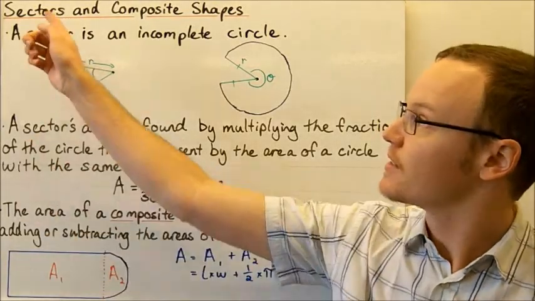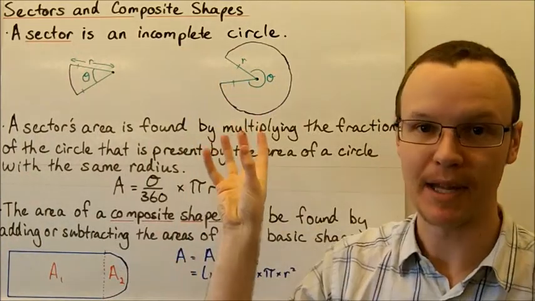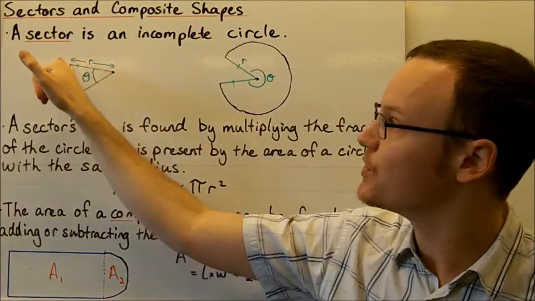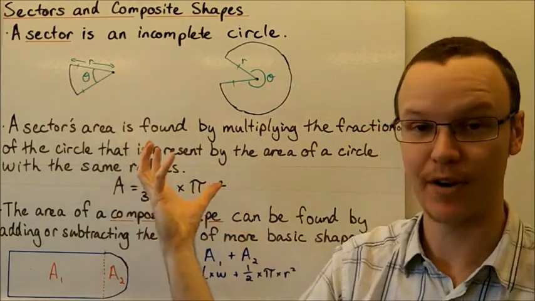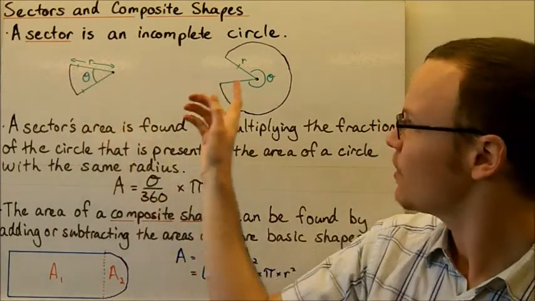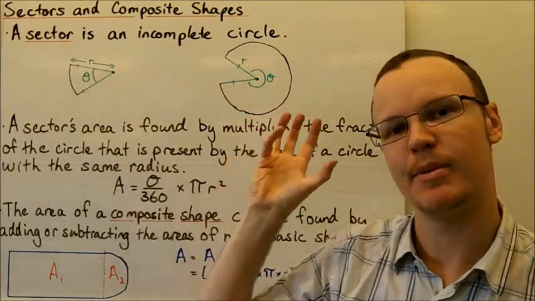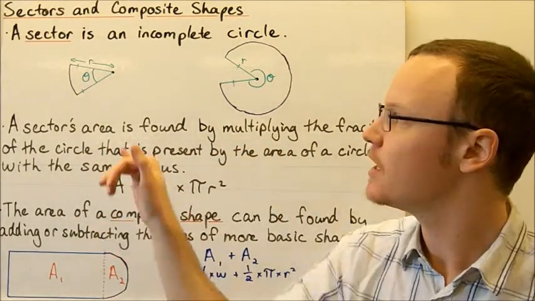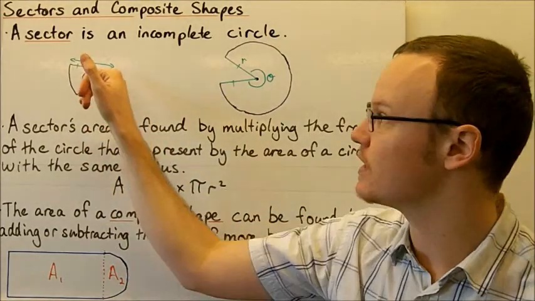Today we're going to talk about sectors and composite shapes. So a sector is an incomplete circle. Any part of a circle that includes both radii, very much like a slice out of a pizza, or the amount of pizza that's been left. So it's some part of a circle that's been cut along each radius.